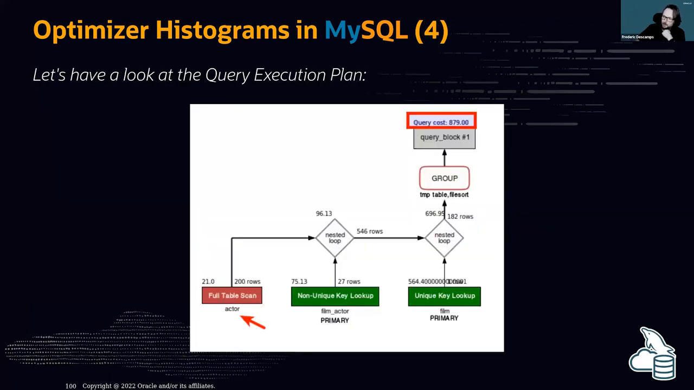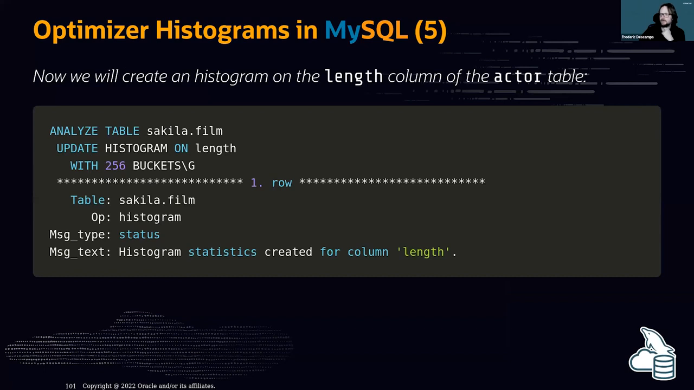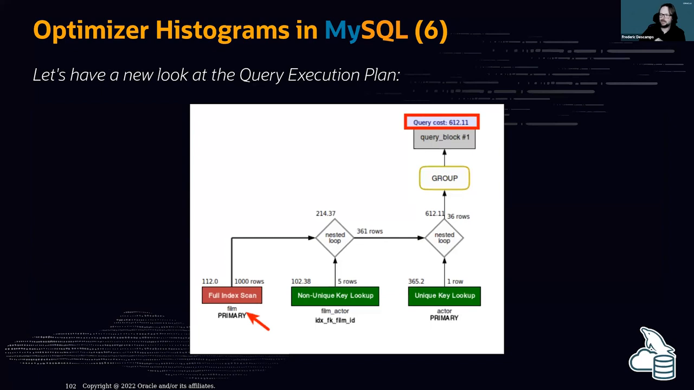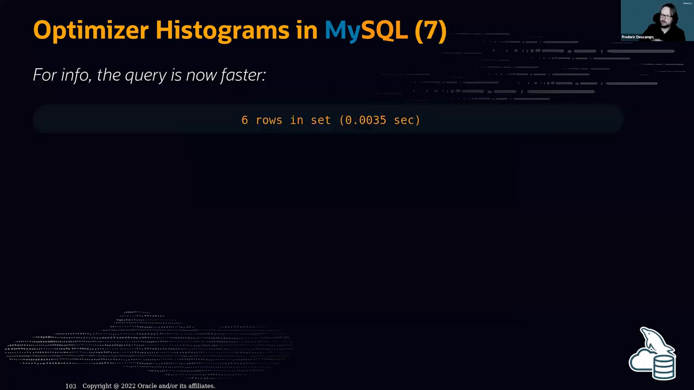And this is the query execution plan of it, right? If I create histograms, so this is how we create histograms. I will create 256 buckets on the length. And if I do that, it won't do that anymore. It will just do a full index scan and not the full table scan anymore to find that. And you can see that the query is much faster now, right?